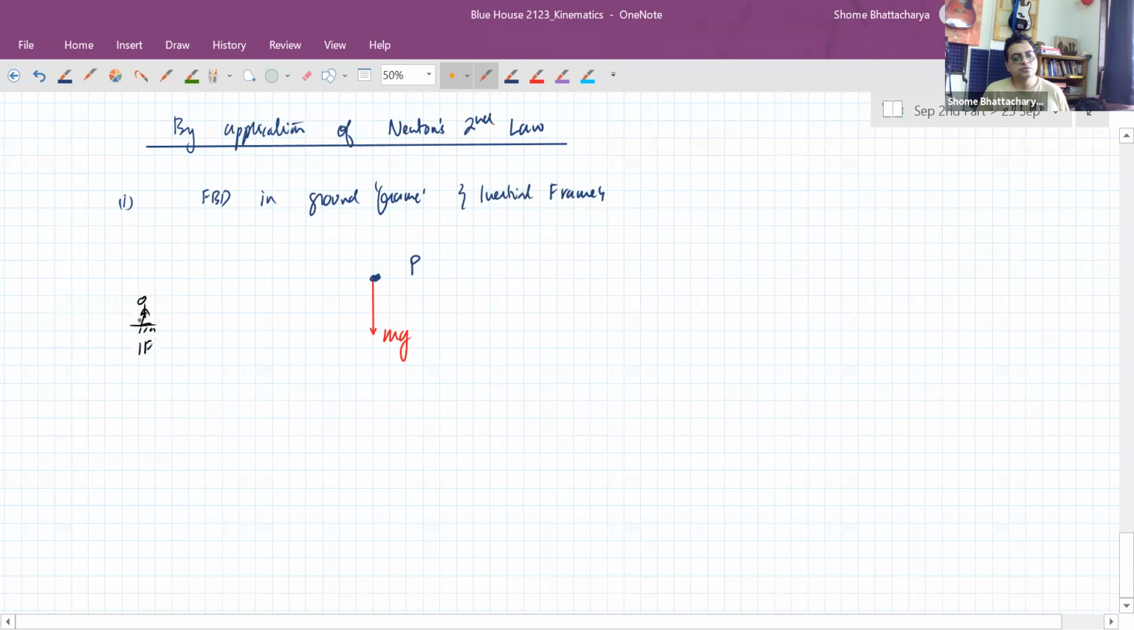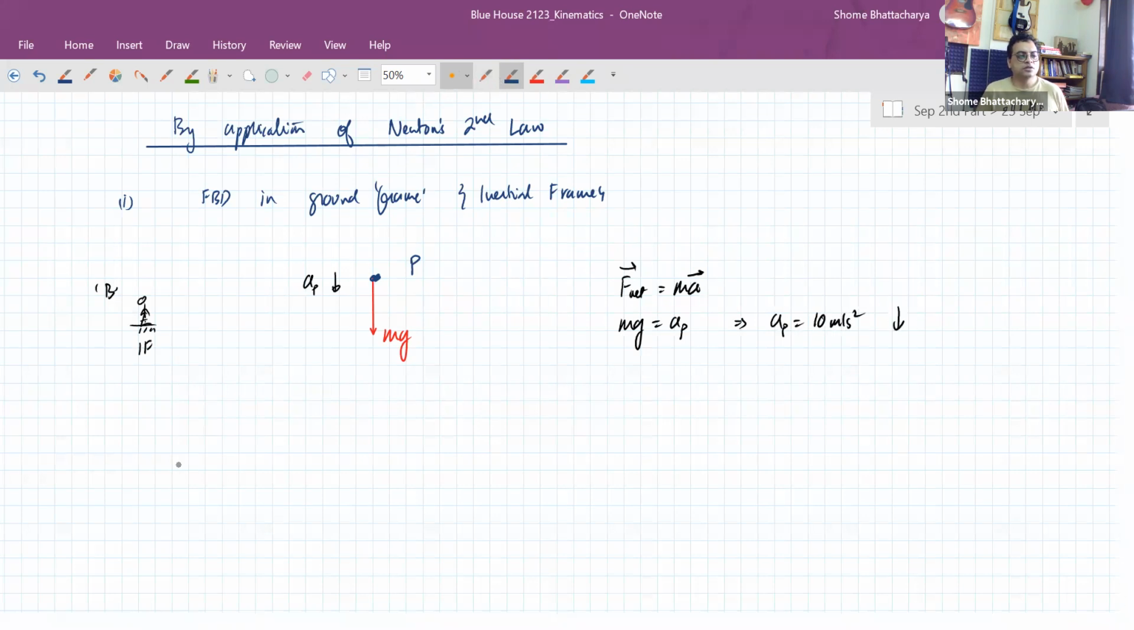So with respect to ground or inertial frame, which was basically my observer P on the ground, its acceleration seen will be like this. That is the acceleration of the particle. So mg, that is the net force, is equal to mass into acceleration. So you can see the acceleration of the particle is 10 meters per second square downwards.